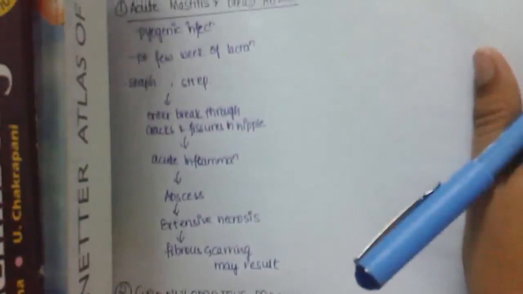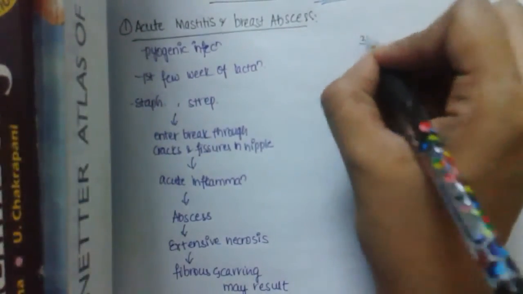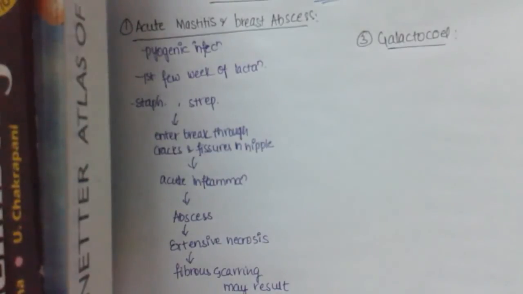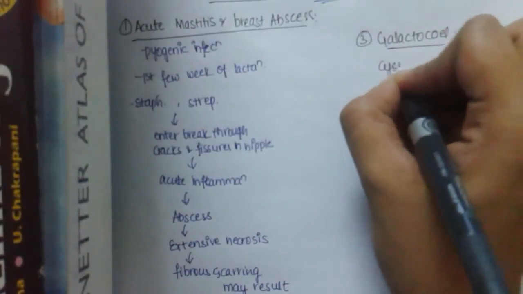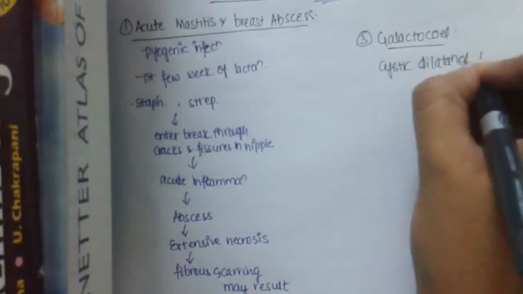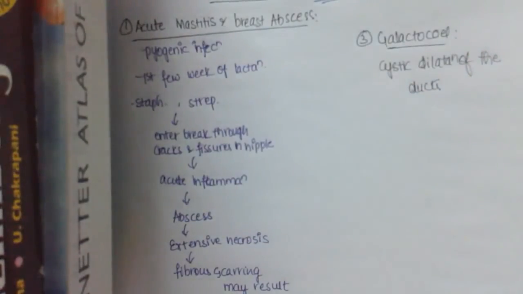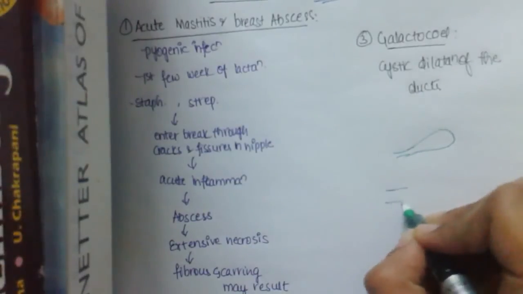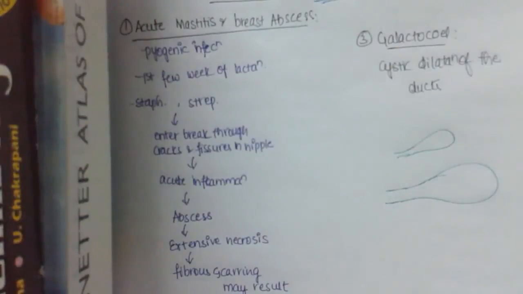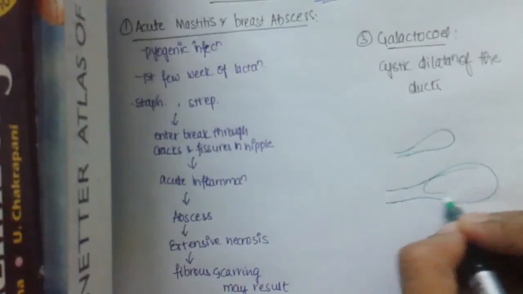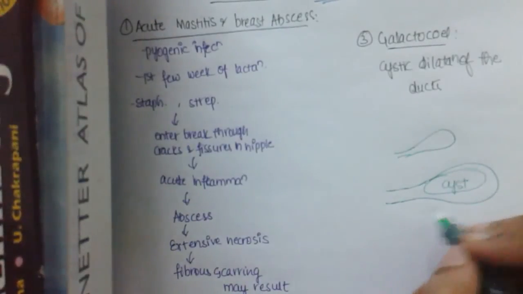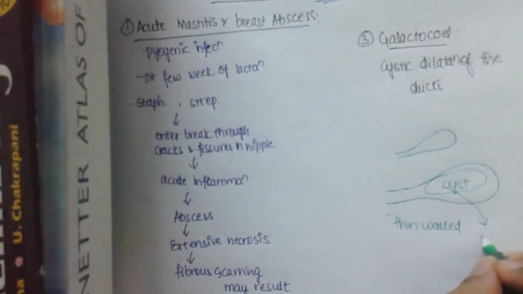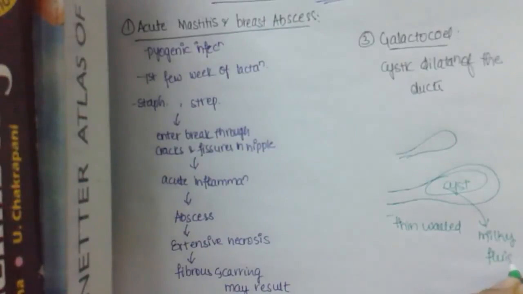And the final one which I would like to deal with in this class is galactocele. This galactocele is a cystic dilatation of the ducts. The ducts which are originally normal are dilated, and this is galactocele. This is a cyst. A cyst is a closed fluid-filled cavity. So it is cystic dilatation of these ducts. The wall is thin, and this cyst is filled with milky fluid. So this is galactocele.